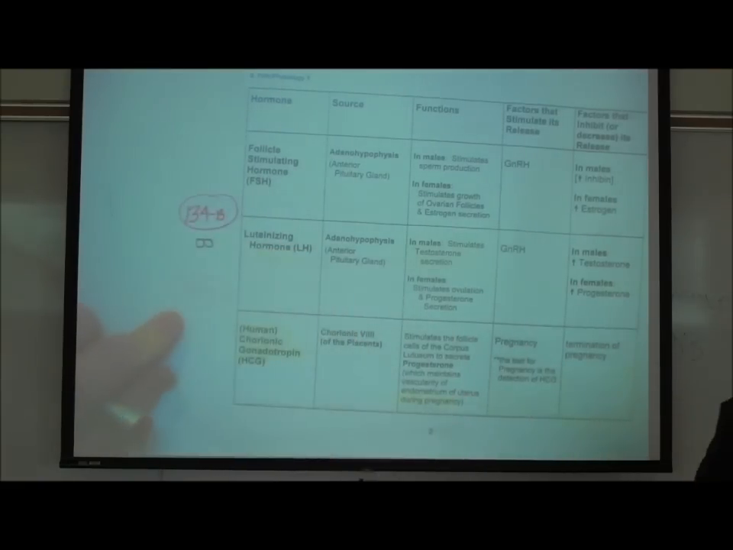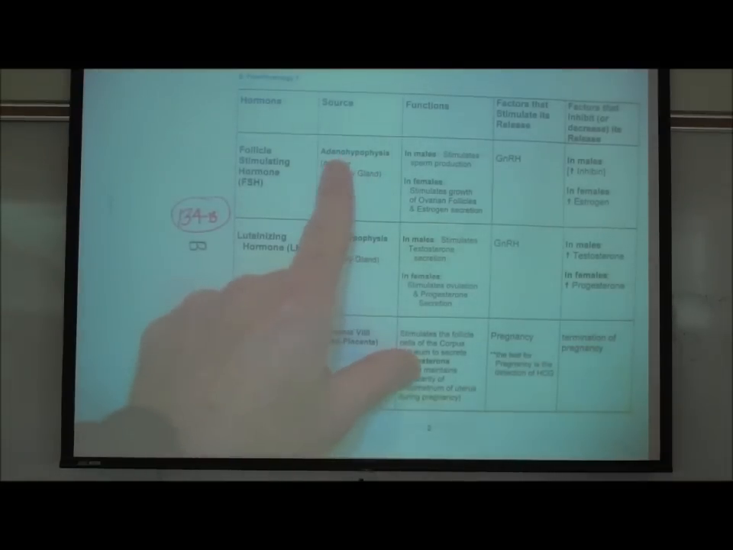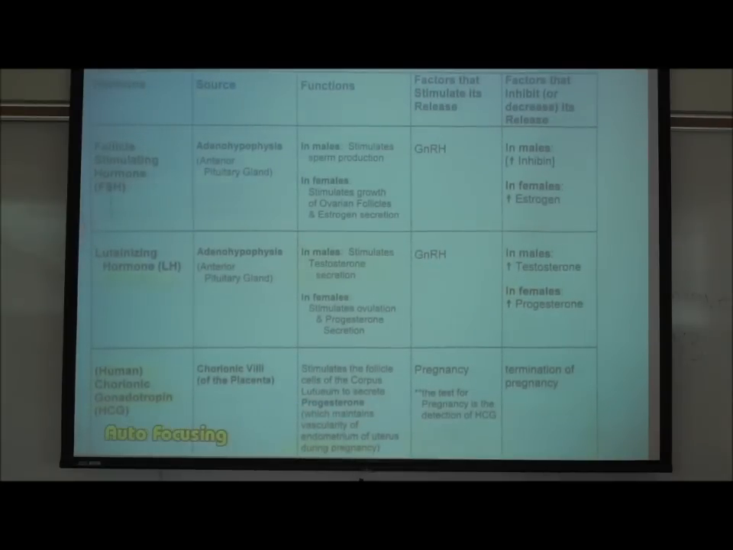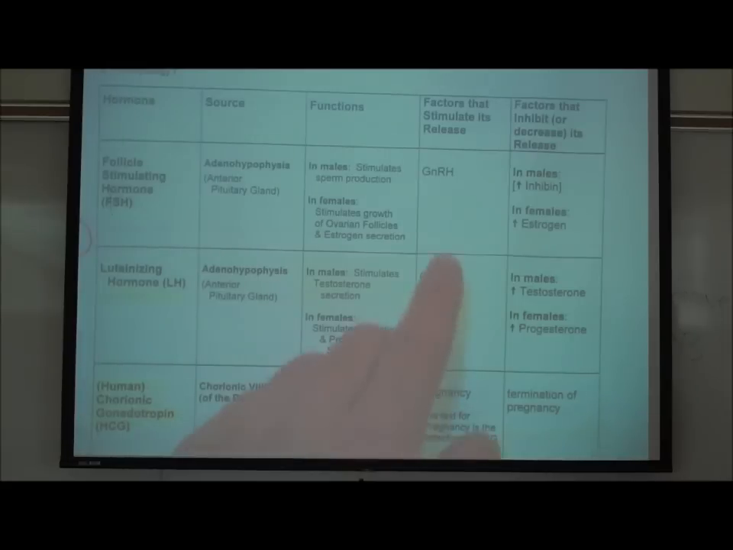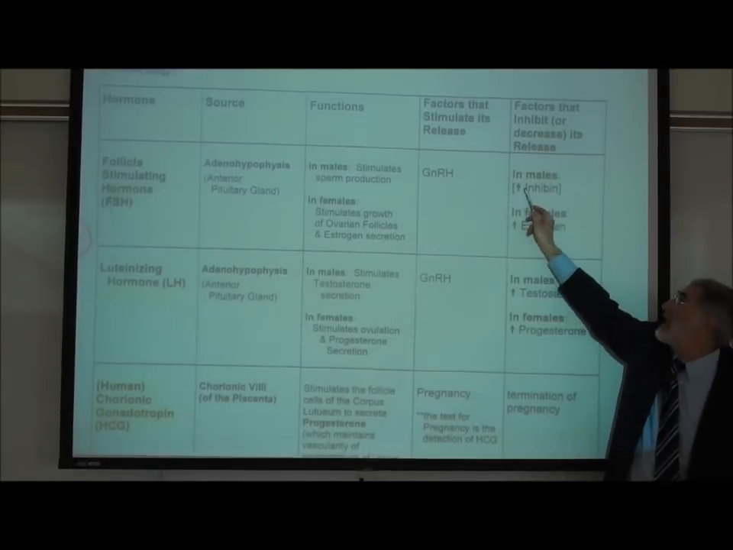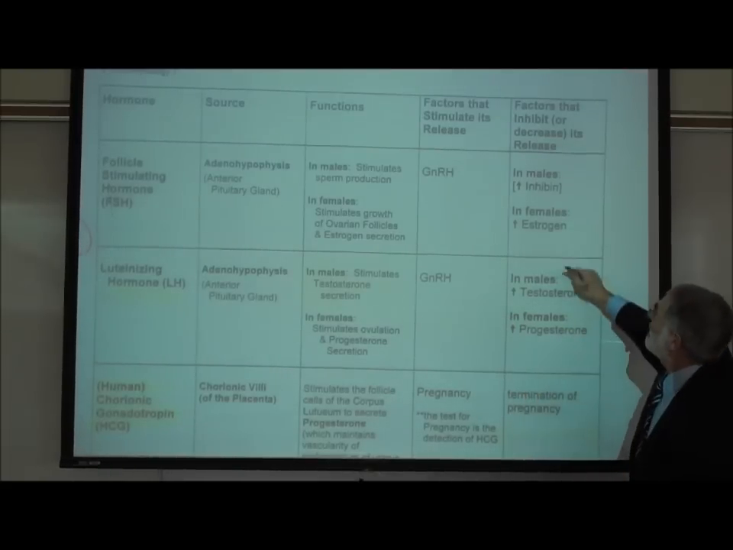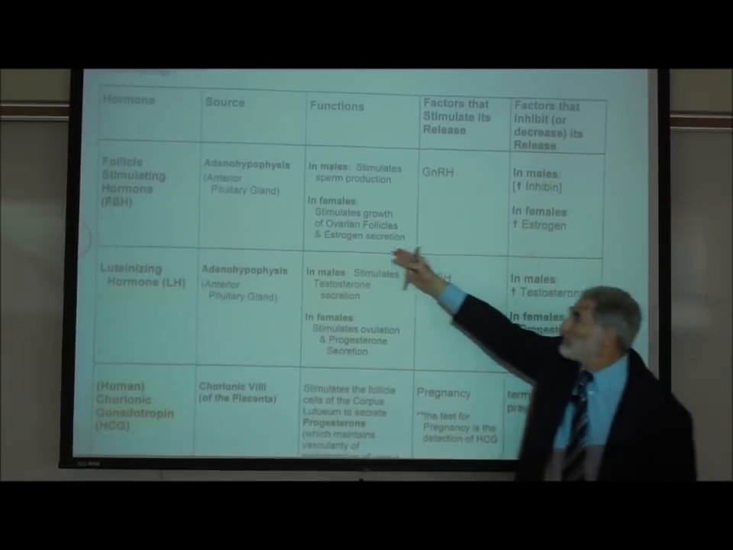Let's summarize what we've been learning about on page 134b. So 134b, it says follicle stimulating hormone and luteinizing hormone. What does FSH come from? The adenohypophysis. What does it do in males? It stimulates sperm production. What does it do in females? It stimulates growth of an ovarian follicle and estrogen secretion. What causes the release of FSH? GnRH from the hypothalamus. And what would inhibit the release of FSH? In males, I don't know, maybe Inhibin. I put it in brackets, don't know, I'm not going to test you on it. Still theoretical, maybe it'll work, hasn't worked so far. In females, though, raising the estrogen level inhibits the release of FSH.